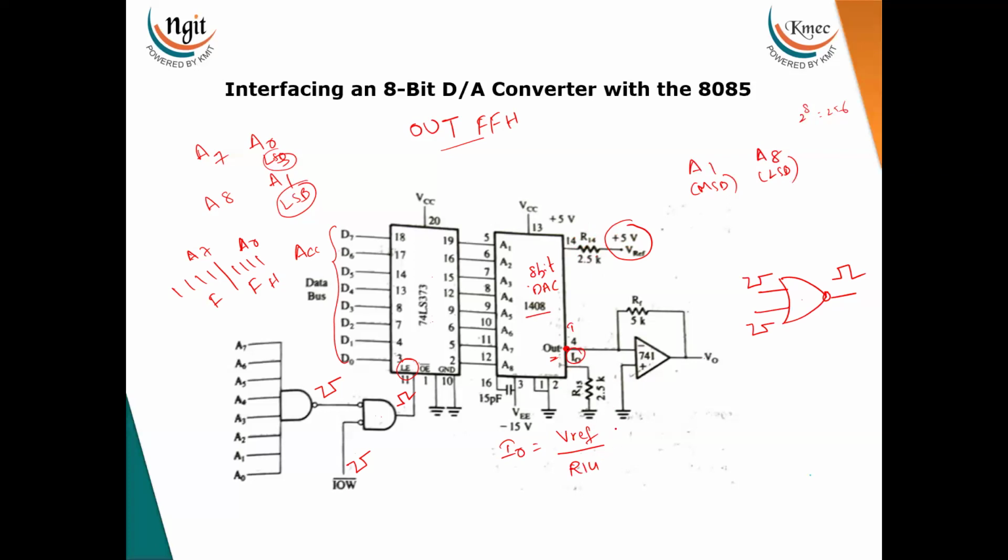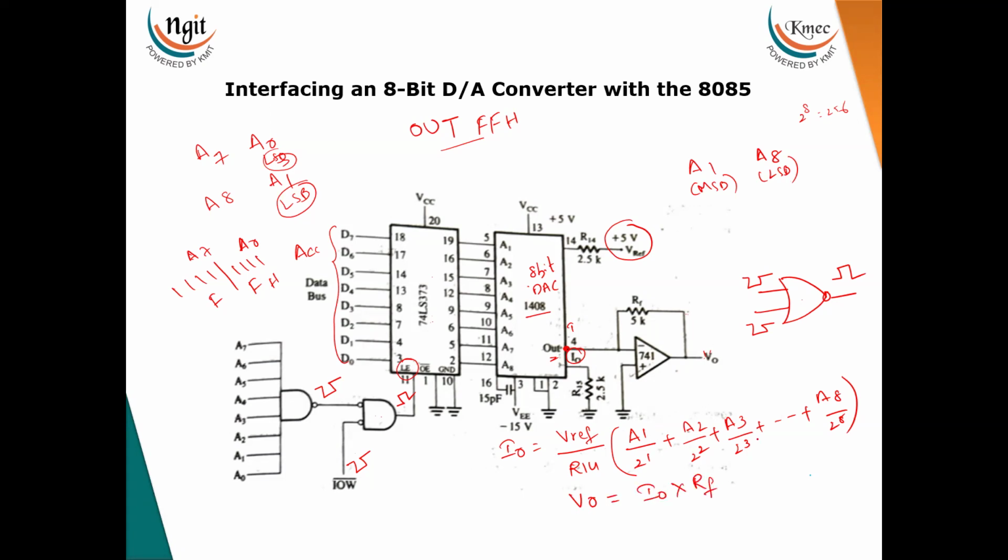Now this is R14 into the MSB bit, which is A1. A1 divided by 2 to the power of 1, plus A2 divided by 2 to the power of 2, and A3 divided by 2 to the power of 3, and so on, up to A8 divided by 2 to the power of 8. This is the expression for the current. To convert this current into voltage, this current flows through this resistor, thereby voltage is obtained. So the output voltage is nothing but the current I0 into the RF resistor.